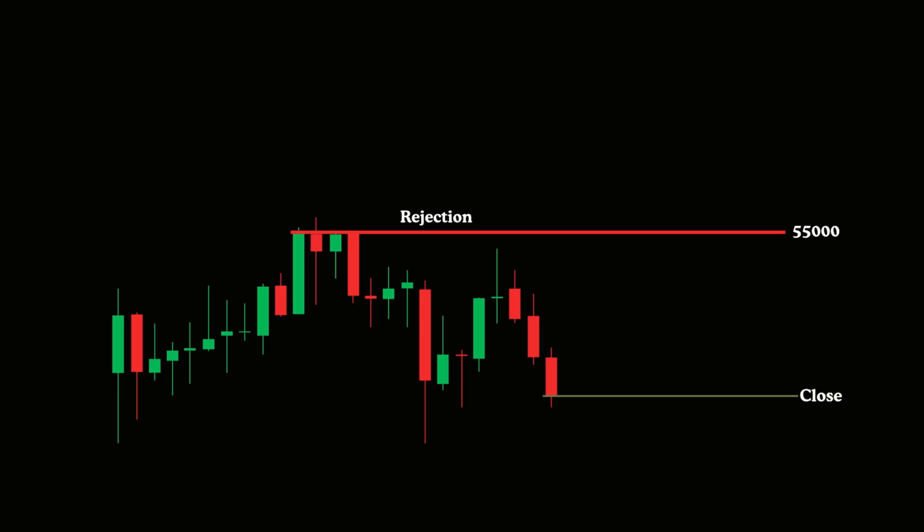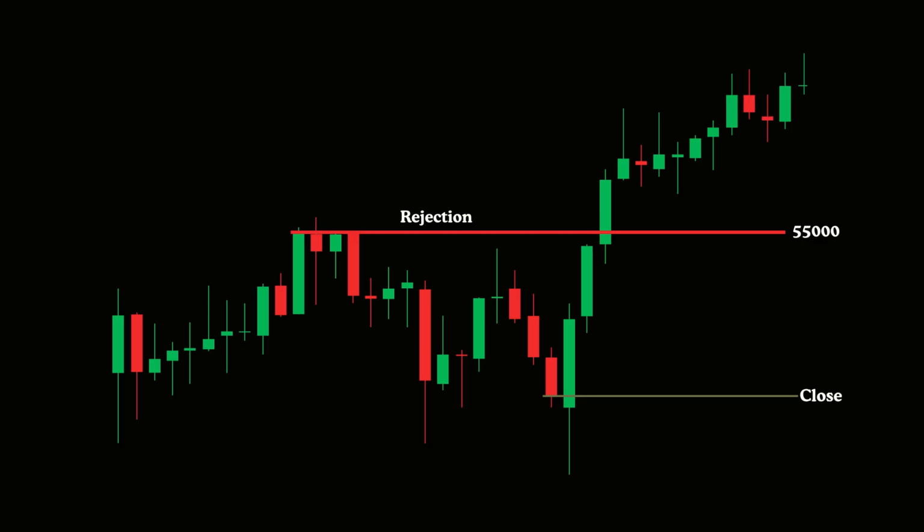However, even after closing lower, the market broke through this psychological level the very next day instead of respecting it, and continued rising strongly. Now, the question that might be puzzling you is, why did this happen? What caused this sudden reversal? To understand it better, let's shift to the 5-minute time frame.